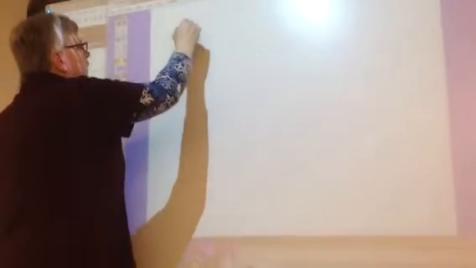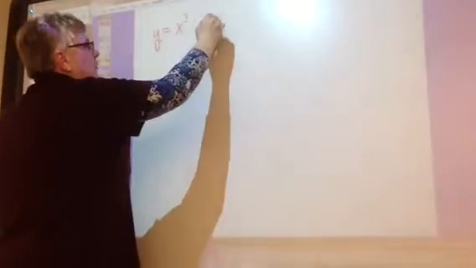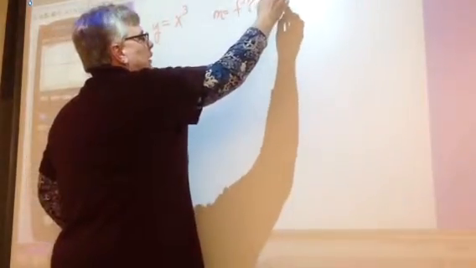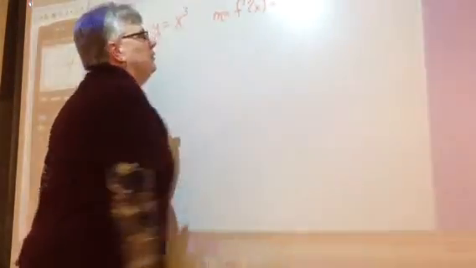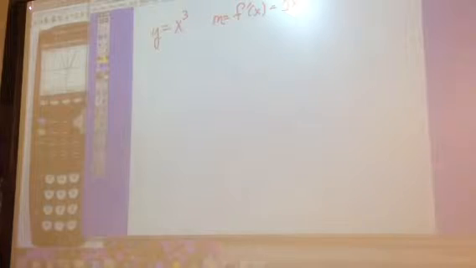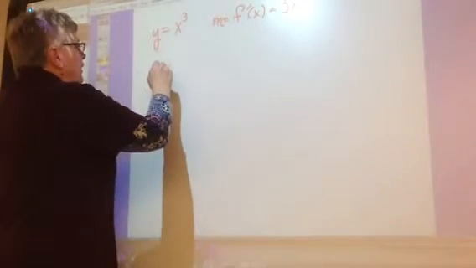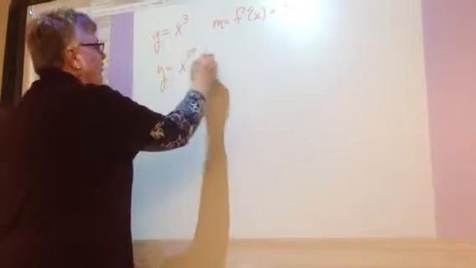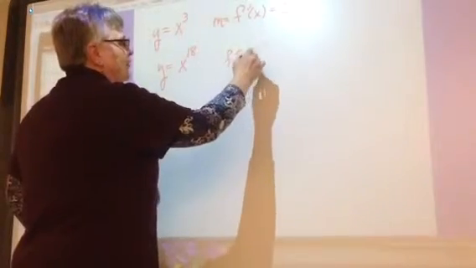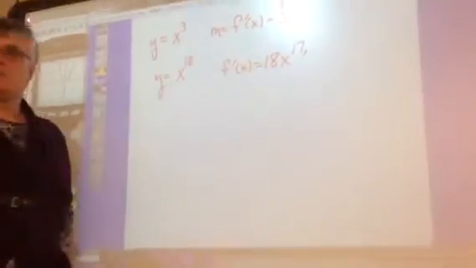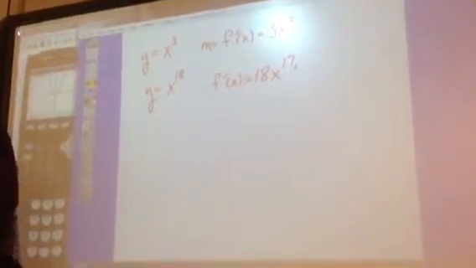Now, if I went to y equals x cubed, the derivative, or the slope, is going to be, in the formula, 3x squared. If I gave you y to the 18th power, what would be the derivative? 18x to the 17th? Wow. And that's the rule.